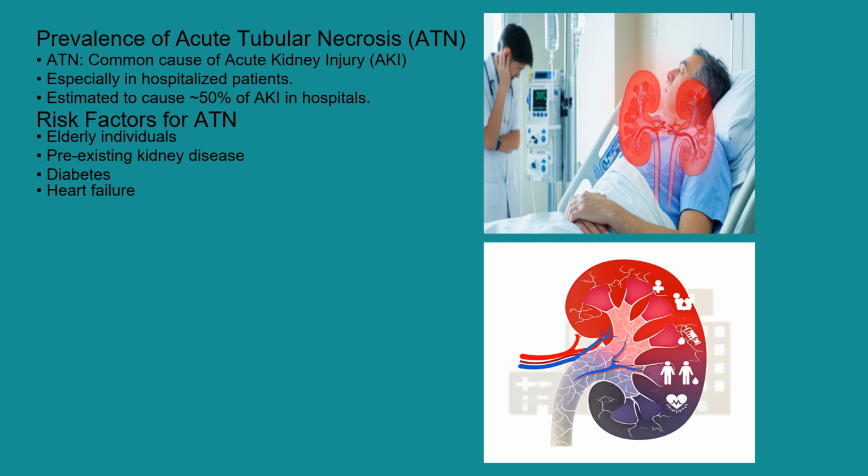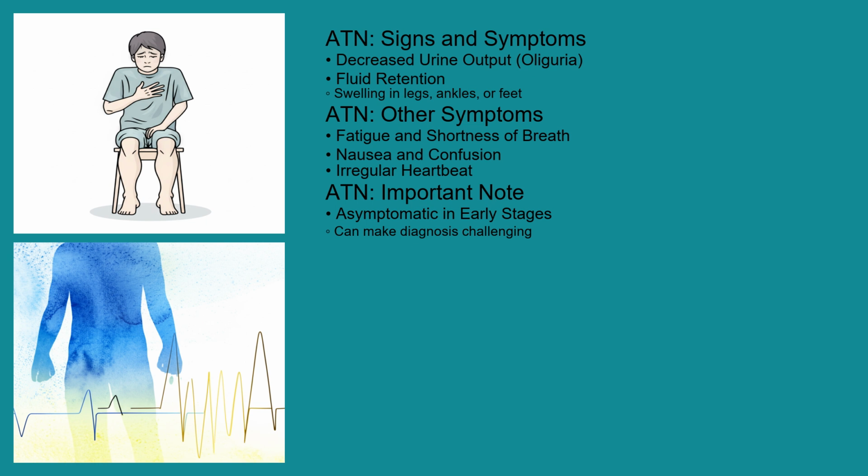Let's consider the prevalence of ATN in the population. ATN accounts for a significant proportion of cases of acute kidney injury, or AKI, particularly in hospitalized patients. It is estimated that ATN causes about 50% of AKI cases within the hospital setting. Individuals who are elderly, have pre-existing kidney disease, diabetes, heart failure, or are critically ill are at higher risk of developing ATN.